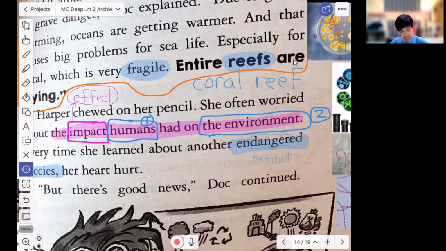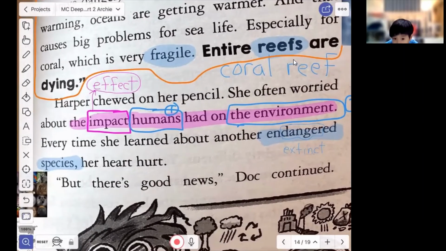That effect can be good or bad. When we plant trees, it has a good effect on the environment. Let's look at some endangered species.